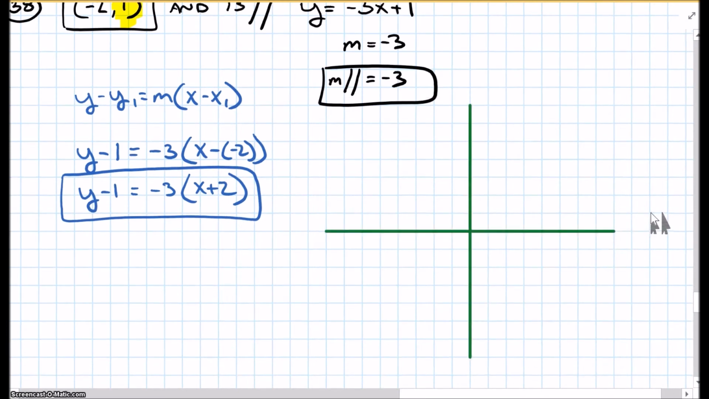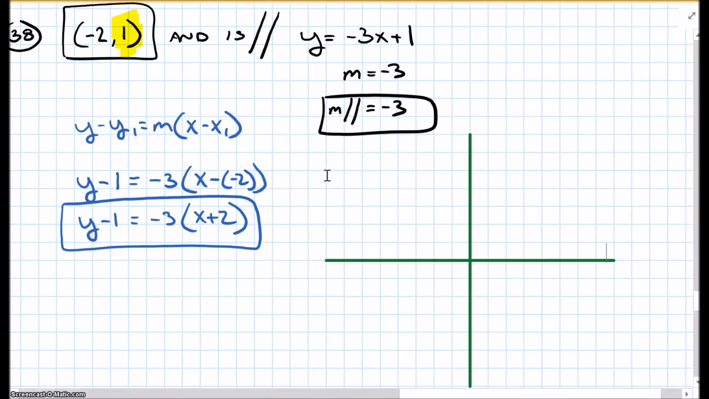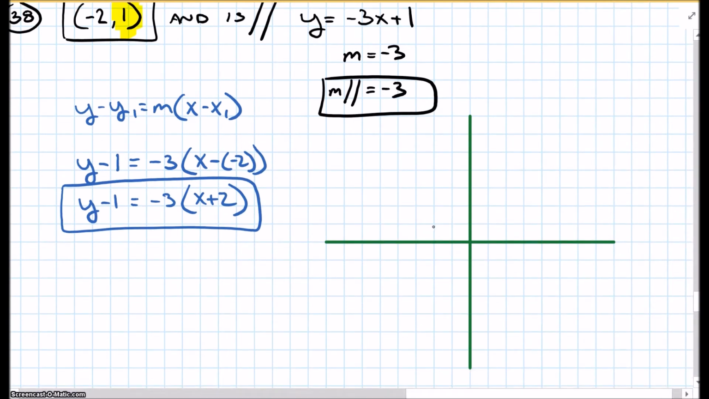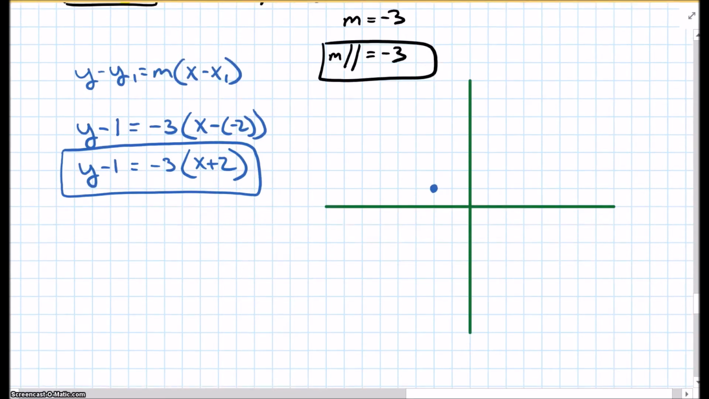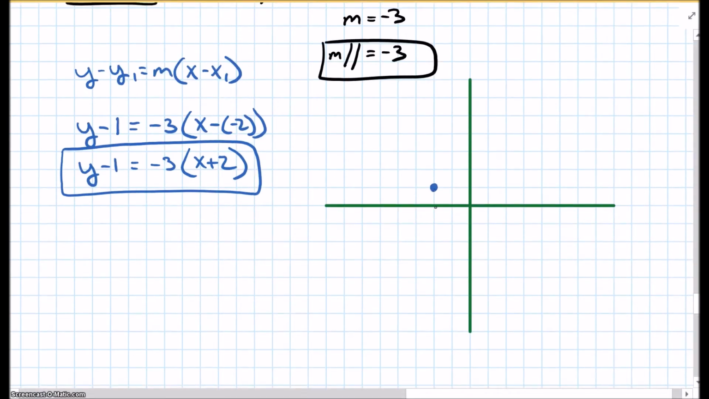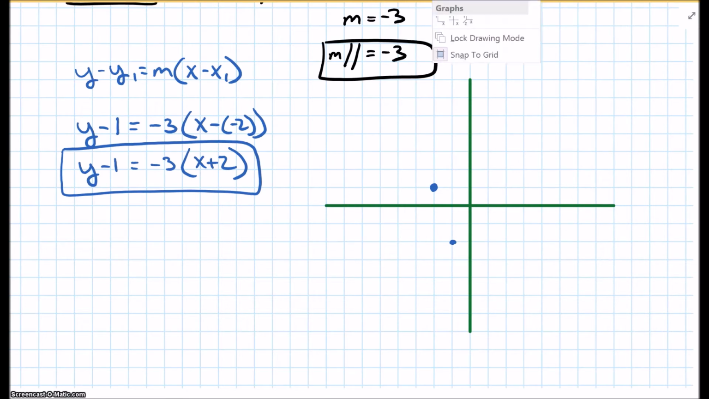There. So what do we know? Well, we know it goes through the point (-2, 1). Negative 2 is our x, so we go left 2 and up 1. It has a slope of -3, so that means down 3 and to the right 1. Okay, I have 2 points. That's all I need to graph it.